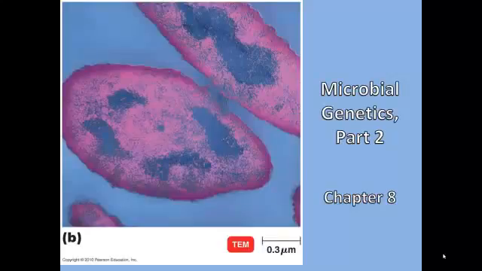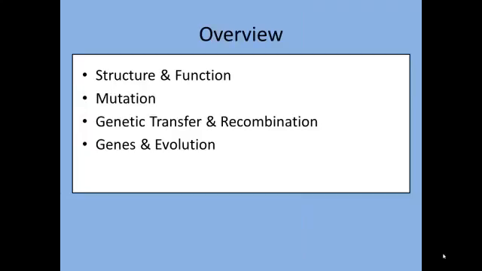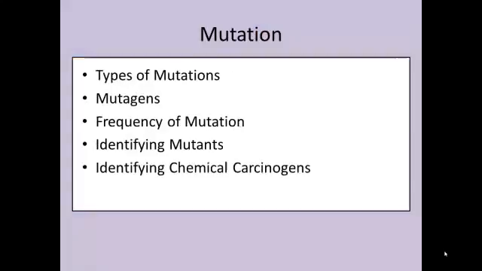Welcome to Chapter 8, Microbial Genetics, Part 2. In this section, we're going to cover mutation, genetic transfer, and recombination, genes, and evolution. Under the topic of mutation, we're going to be talking about the types of mutations, mutagens, or these things that cause mutations, frequency of mutation, identifying mutants, and identifying chemical carcinogens.